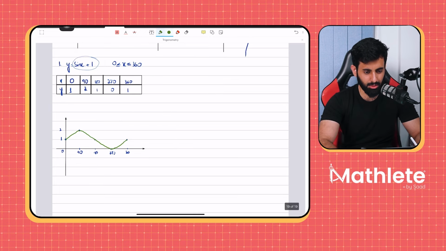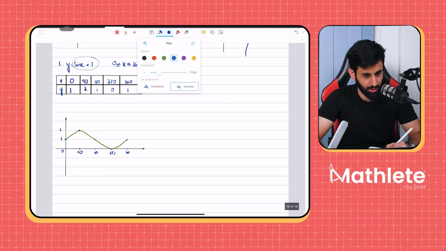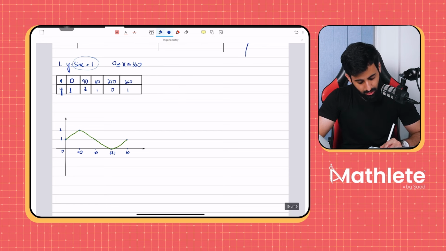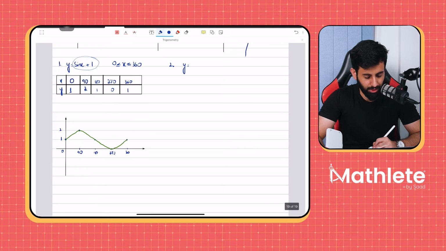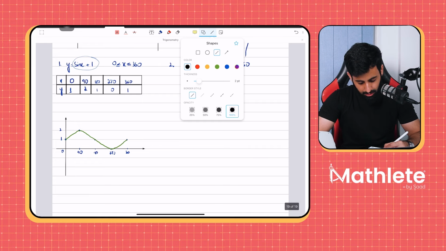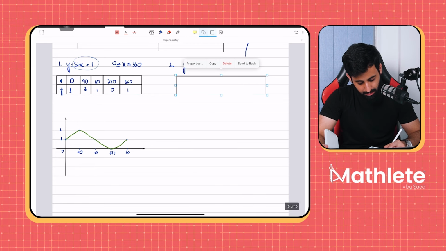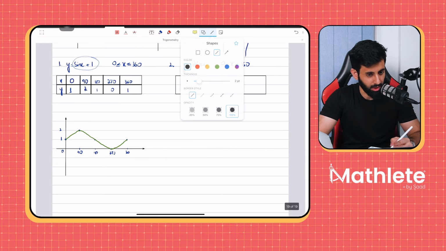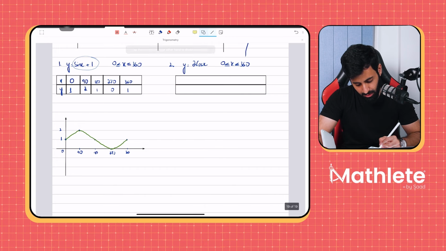Okay, so any questions? I hope everyone has managed to figure out how to use the table feature using your calculator. Okay, let's do another question. So this I want you guys to figure out. y is equal to 2 cos x. You're very welcome to use your calculator. Range is from 0 to 360. Draw the table, write down the values that you're going to plug in, and then for the plugging in part you can use your calculator.